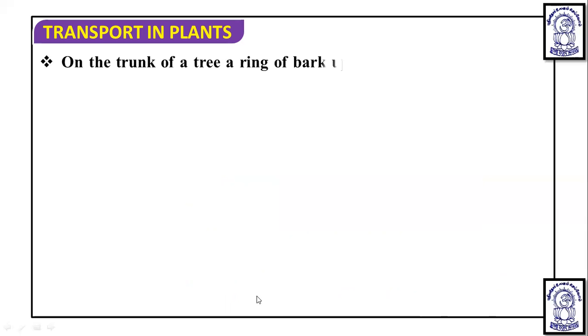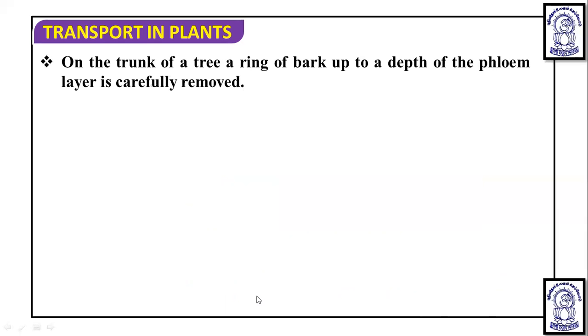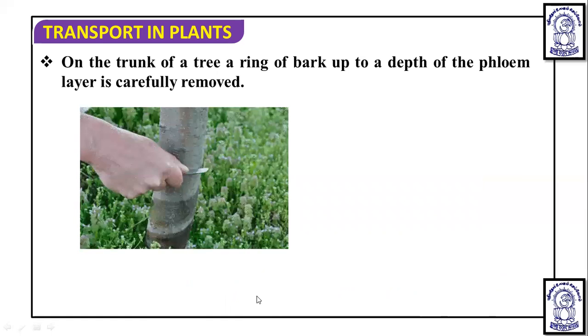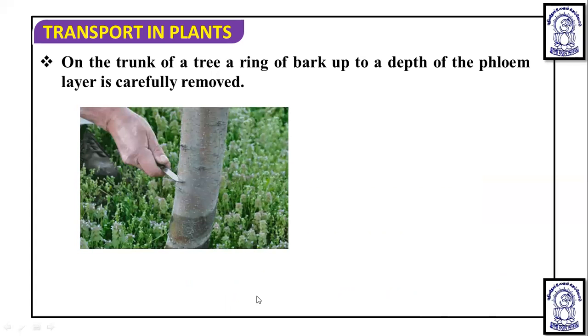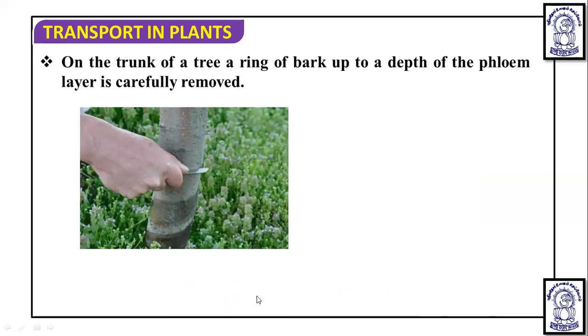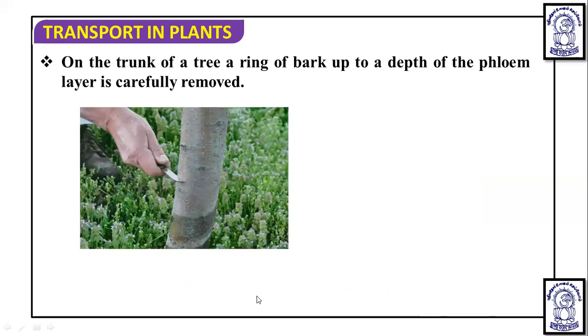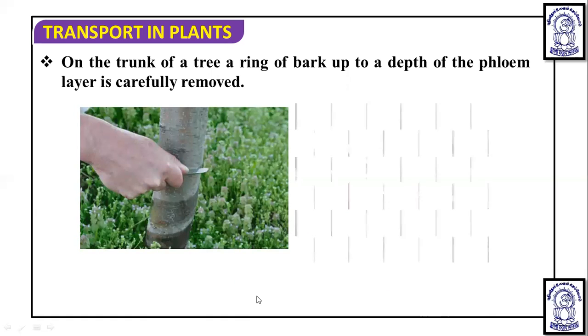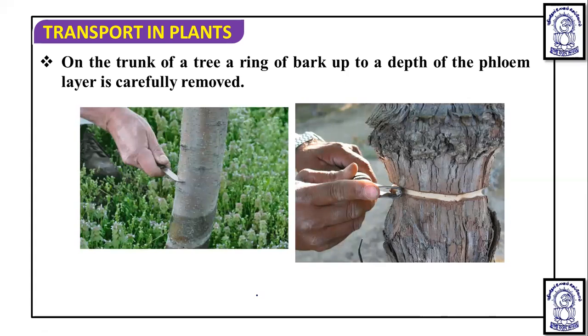Now, on the trunk of the tree, a ring of bark up to the depth of the phloem layer is carefully removed. You can see here that the bark is removed by cutting it in the form of a ring. The whole ring is cut. Now, when you remove this whole ring, you can see here, this white part is the xylem, and the phloem, cortex, and epidermis have been removed. So this is the girdle.